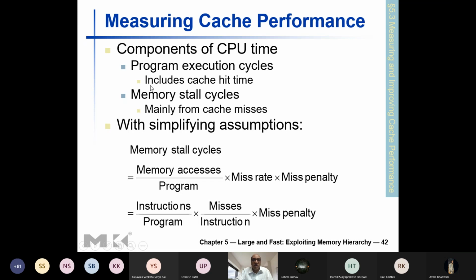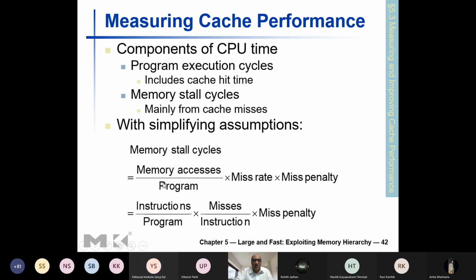We get memory stall cycles in case of a cache miss. The execution cycles are for every instruction we try to access the cache, so it will be a hit or a miss. In case of a miss, we have to pay the penalty. That means the pipeline has to be stalled, and then we have to fetch the data from the lower hierarchy. The number of memory stall cycles can be computed like that.